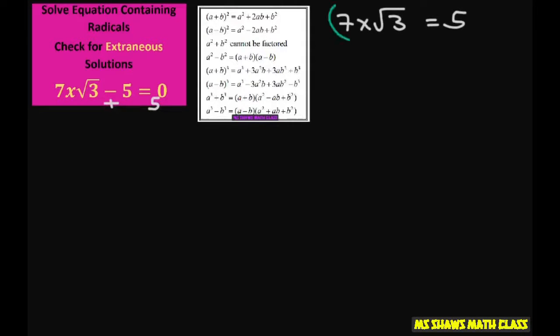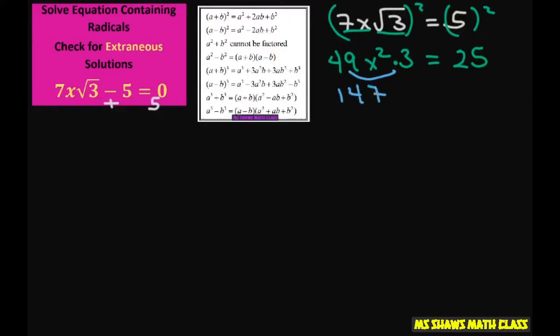Now let's square both sides of the equation. And don't forget to square the 7, that's 49x squared. Square root of 3 squared is times 3. And then the right-hand side of the equation is 25. 49 times 3 is going to be 147. So 147x squared equals 25. Divide both sides by 147.